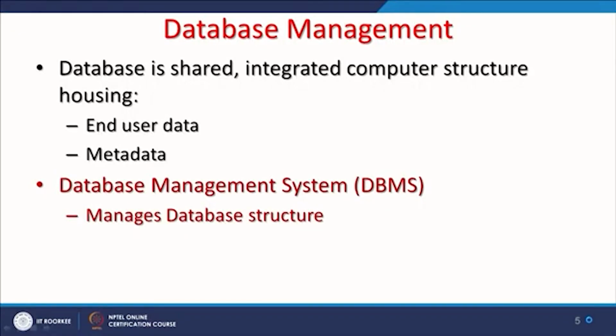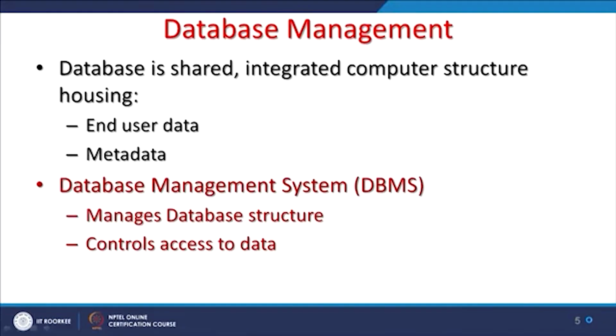Now, in this database management system, what we do, we manage the database structure, because there are different structures, different models. So, this is the first task which is done in a database management system. Also, it controls access to data: who will have the access, how much access he will have, or when he will have the access. All that can be controlled by the administrator of the database management system.